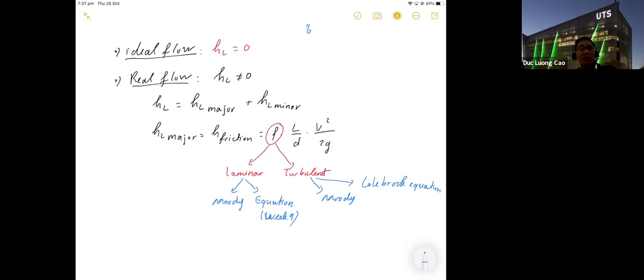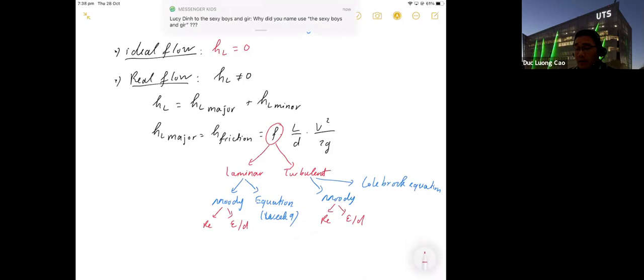Okay, and when you use the Moody diagram, F will depend on Reynolds number and epsilon over D, the relative roughness. This one is what you did in lab 1.